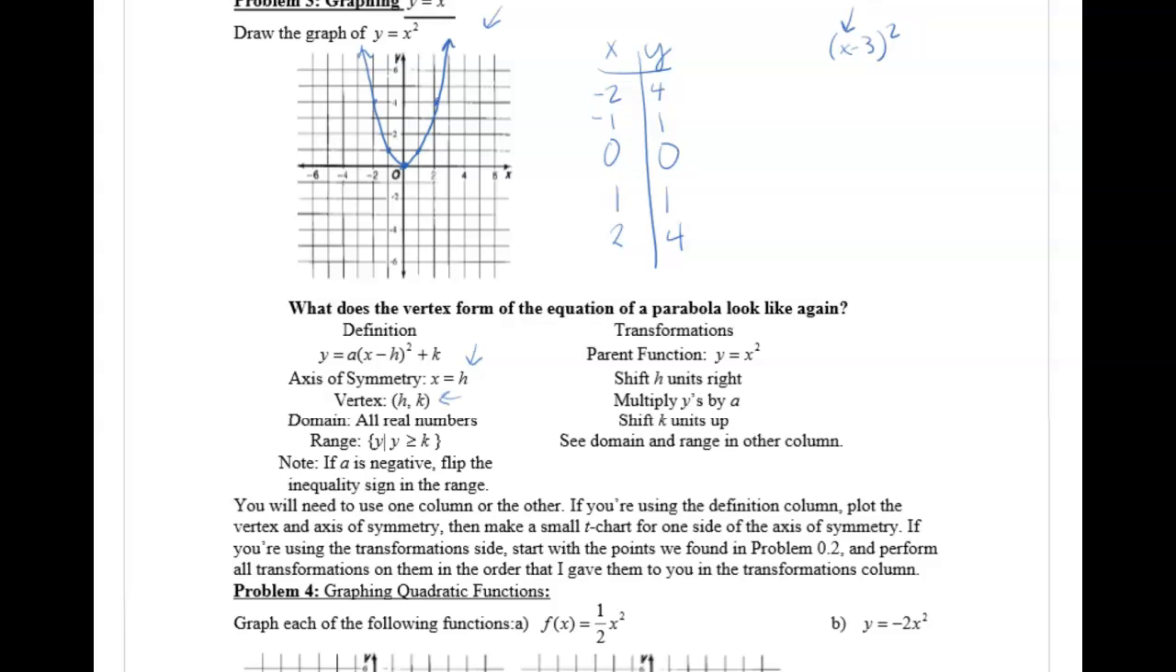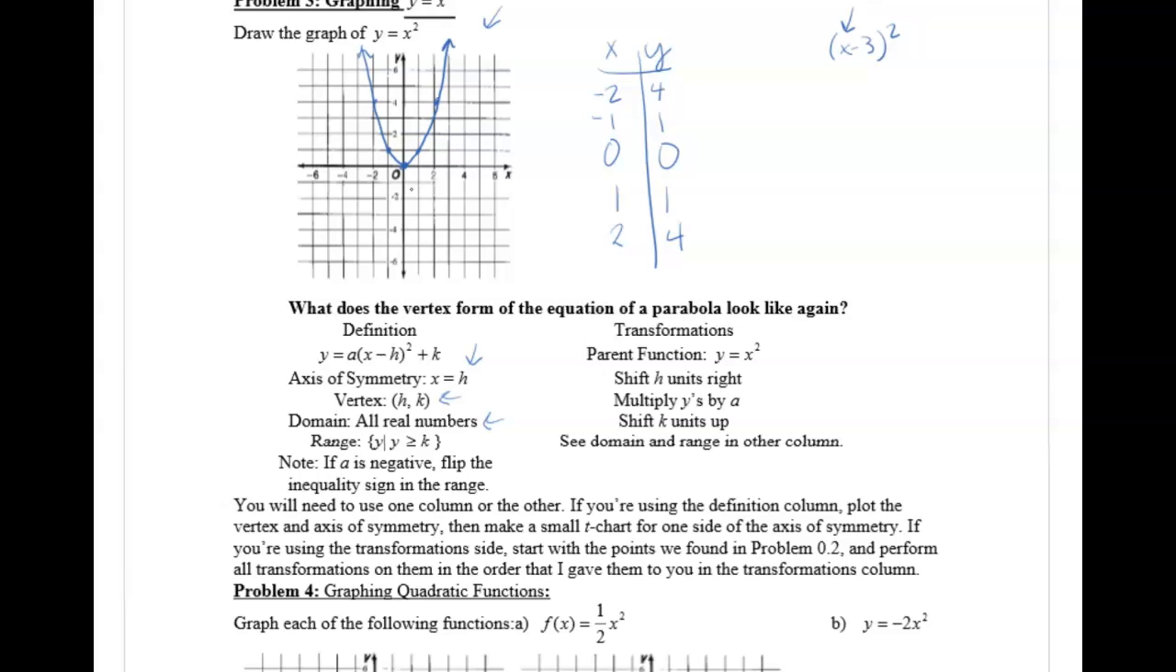My domain of any parabola is always going to be all real numbers, meaning there is never going to be an x value that I cannot plug in. And just to make our lives easier, k is always going to be where my range is at, because again, my vertex is either where it bottoms out, or it's going to be where it peaks like a mountain if it's a -a. So if a is negative, all we do is flip the inequality sign for the range. That's it.